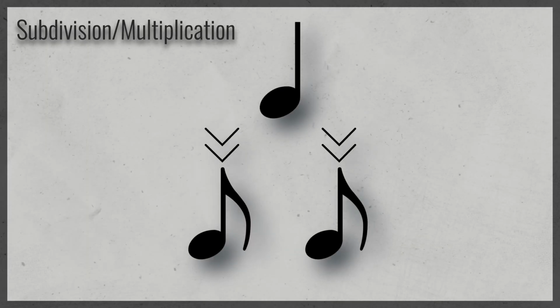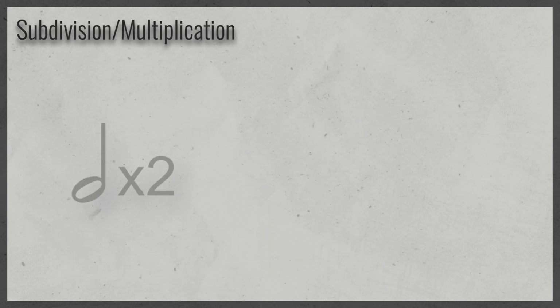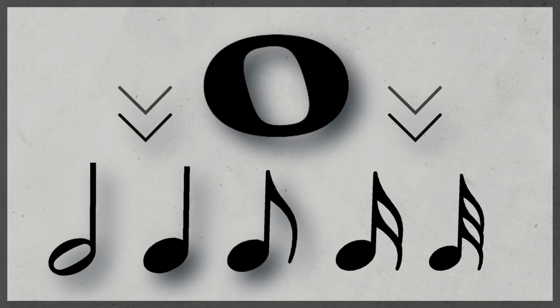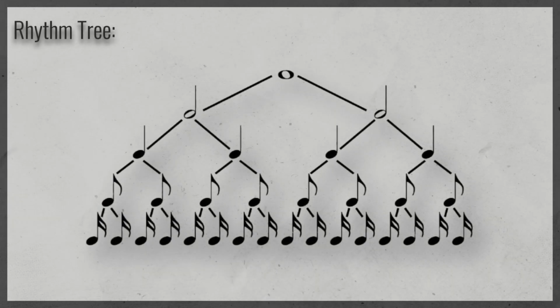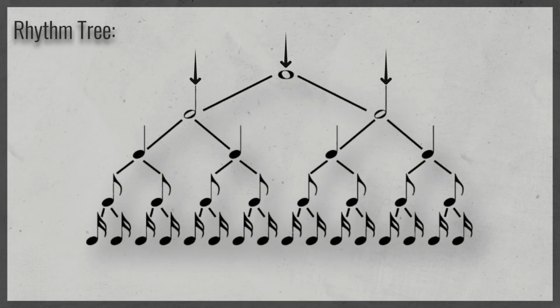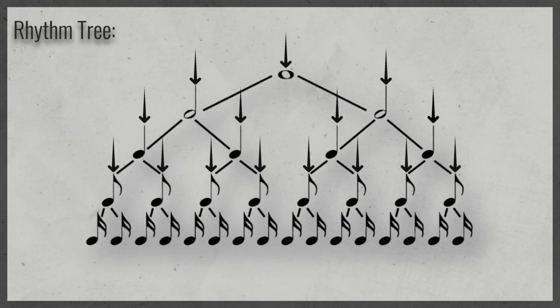Beats can both be subdivided into shorter durations and multiplied into longer durations. The name for each duration is defined in relation to the whole note. This process can be summarized using a rhythm tree, starting with the whole note divided into 2 halves, which are then divided into 2 quarters, each quarter divided into eighths, and so on.